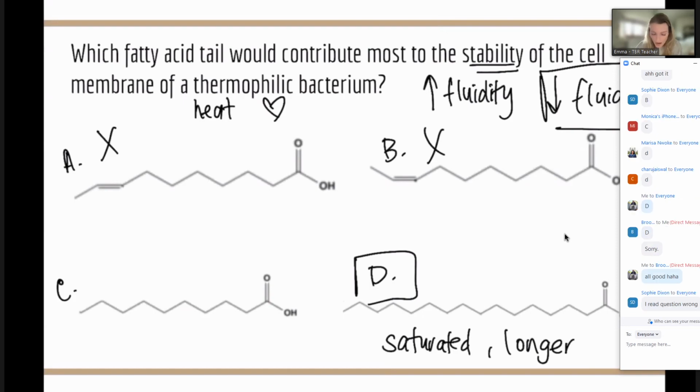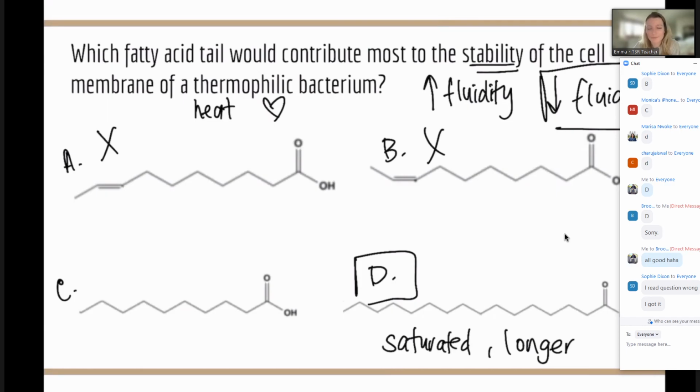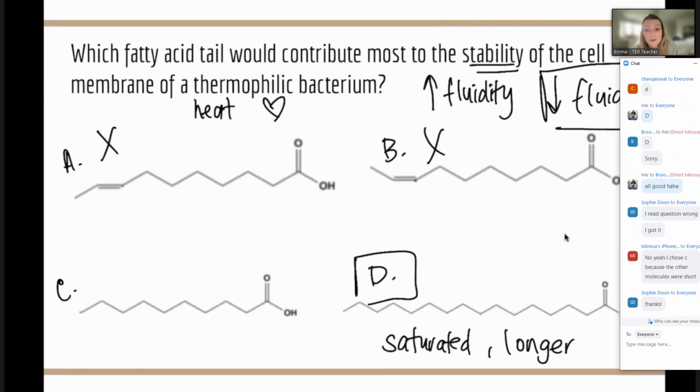Totally fine. I think it's really important. Someone asked me in office hours what tools I used. I never really used the highlighter tool, but I think this is a really good question to remind yourself. We just spent a long time talking about fluidity, and now the question is asking about stability.